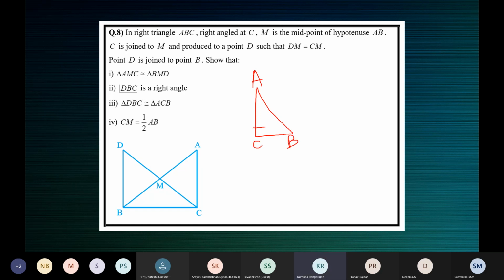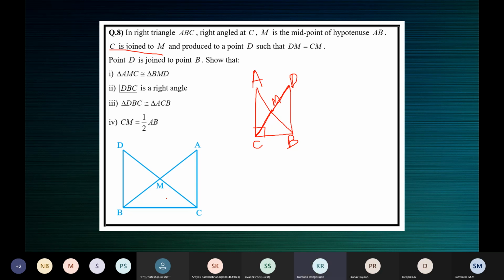Right triangle ABC, right angle at C. M is the midpoint of AB. C is joined to M, and produced to a point D such that DM is equal to CM. It's produced to that extent so that CM is equal to DM. Then point D is joined to the point B.